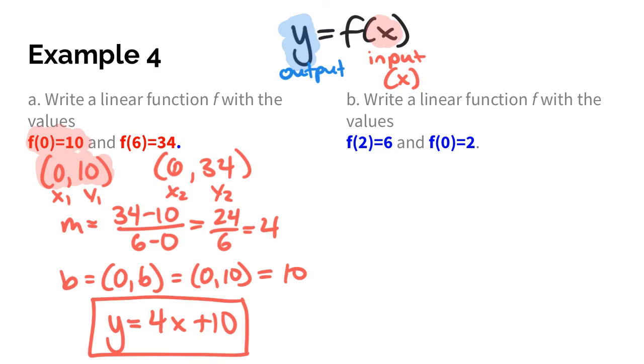All right, we went through a whole bunch of examples, so what I want you to do is try this next one on your own. I have f of 2 equals 6, f of 0 equals 2, so what would I get for my linear function here, for 2 points written in function notation?